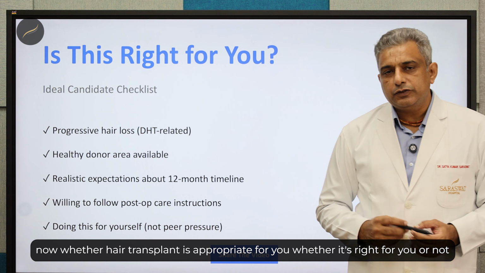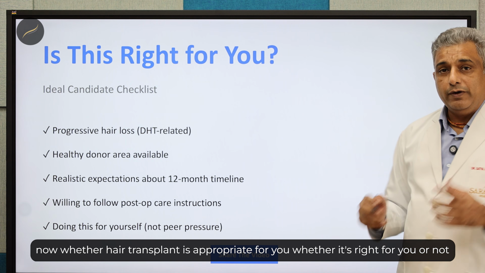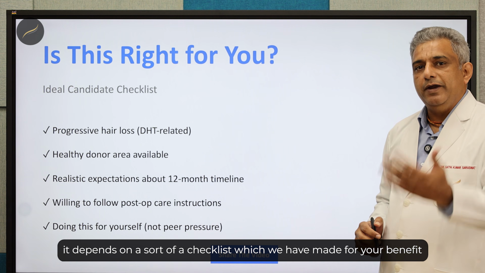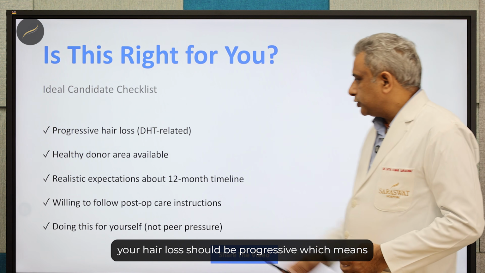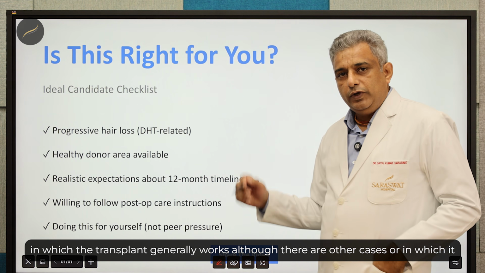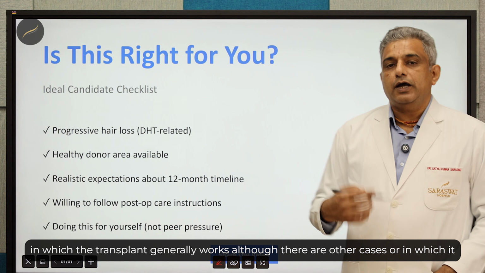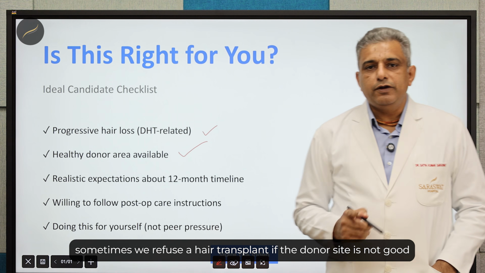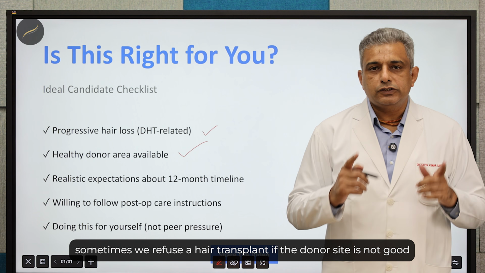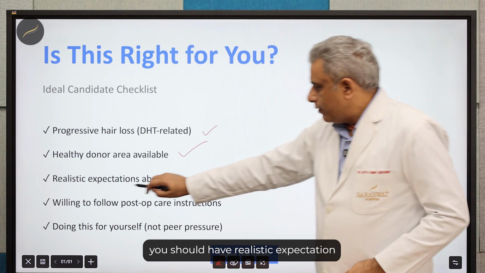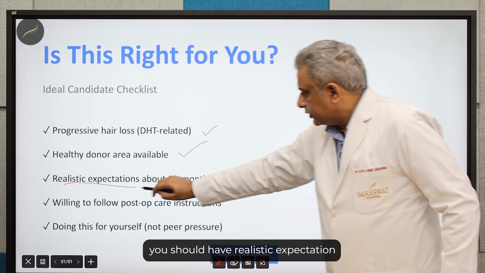Now whether hair transplant is appropriate for you, whether it's right for you or not, it depends on a sort of a checklist which we have made for your benefit. Your hair loss should be progressive, which means it should be a male pattern baldness in which the transplant generally works, although there are other cases in which it may work. Then you should have a good donor hair. Sometimes we refuse a hair transplant if the donor site is not good, and that we can analyze in trichoscopy as well. You should have realistic expectation.